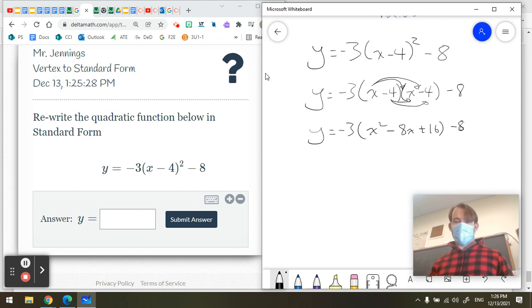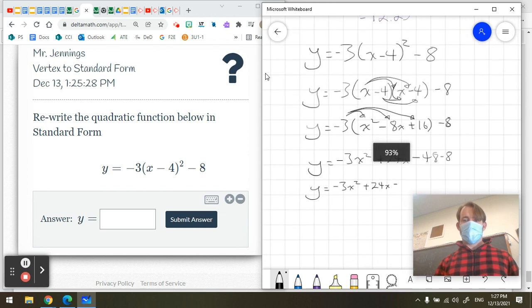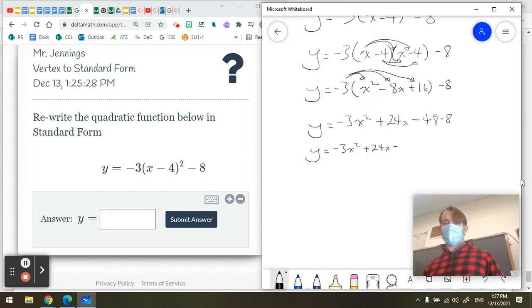And now I can multiply in this -3 and multiply it by all the terms. There's 3 terms there, multiply it by 3 terms. So y is equal to -3x squared plus 24x minus 3 times 16, was that minus 48? Yes, minus 48. Minus 48 minus 8, so that would be minus 56 altogether. Y is equal to -3x squared plus 24x minus 56, sorry, 56.